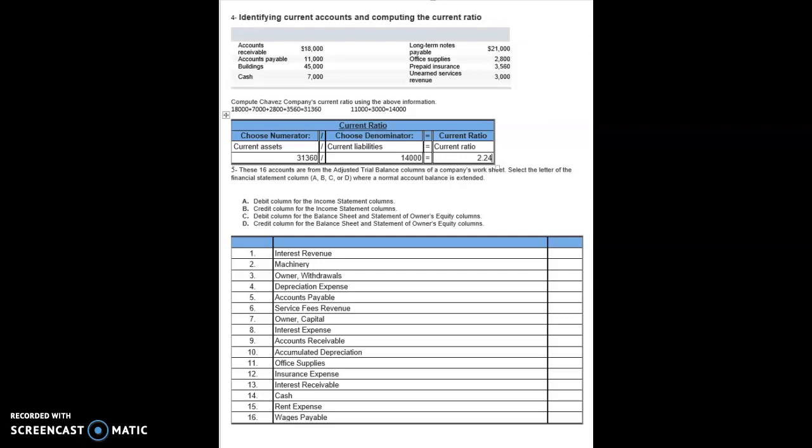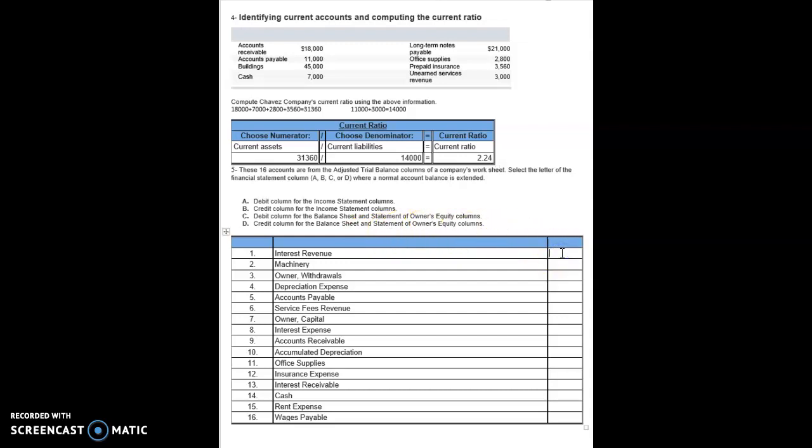So number 5 says these 16 accounts are from the adjusted trial balance columns of a company's worksheet. Select the letter of the financial statement column A, B, C, or D where a normal account balance is extended. So A is the debit side of the income statement, B is the credit side of the income statement, C would be the debit side of the balance sheet or statement of owner's equity column, and D is the credit side of the balance sheet or statement of owner's equity column. So let's go through and identify where each of these would be.